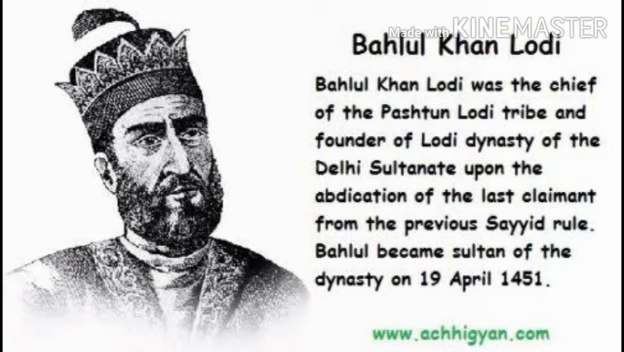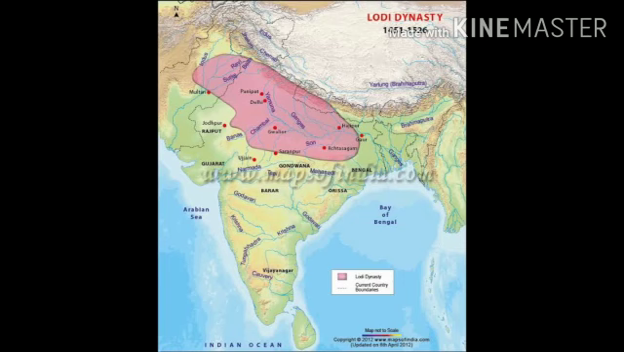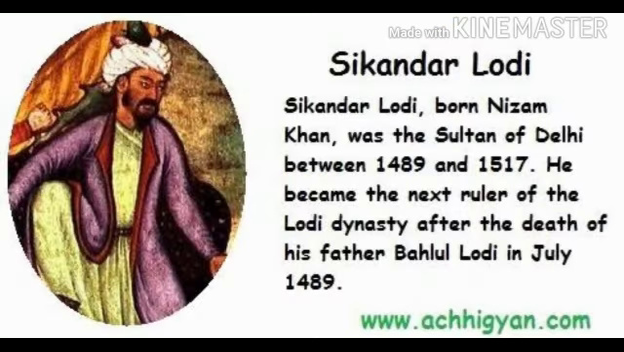To consolidate his empire, he deposed the rebellious governors and appointed loyal Afghan nobles in their place. He extended his rule from Punjab to Bihar. Sikandar Lodi was the son of Behlol Lodi. He conquered Bihar and Bengal and transferred the capital from Delhi to Agra.